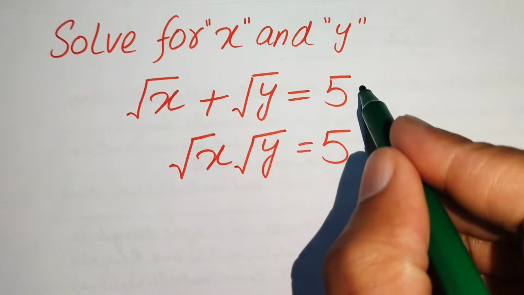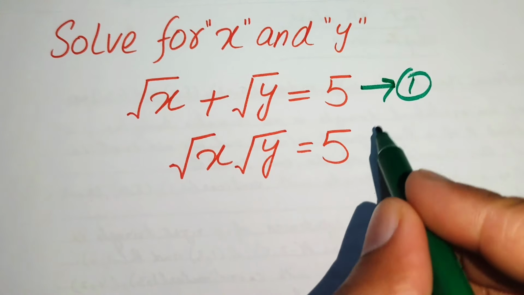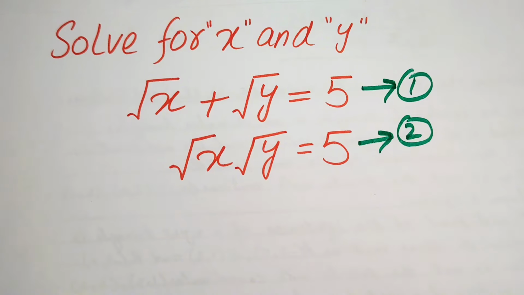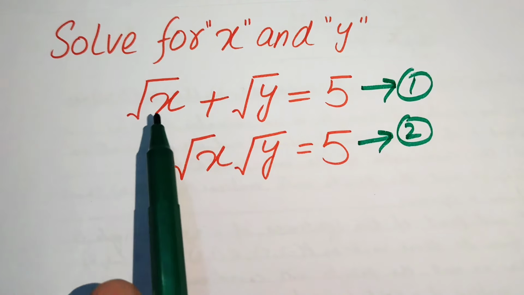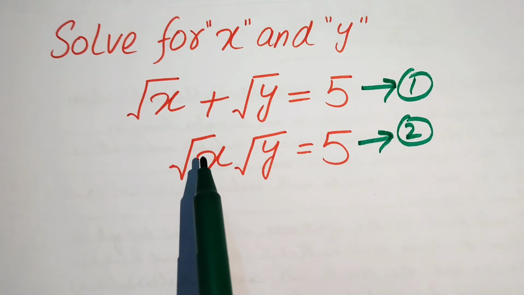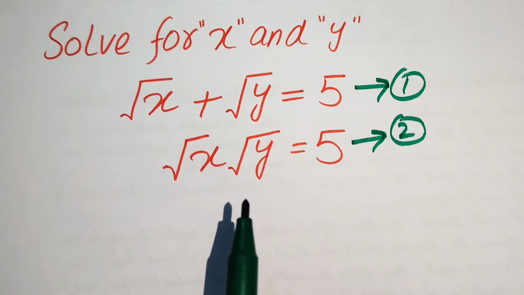So here first we call this our equation number 1 and we call this our equation number 2, and now in the next step we first eliminate all these square root signs on both of these equations, and after that we easily get the values of x and y.